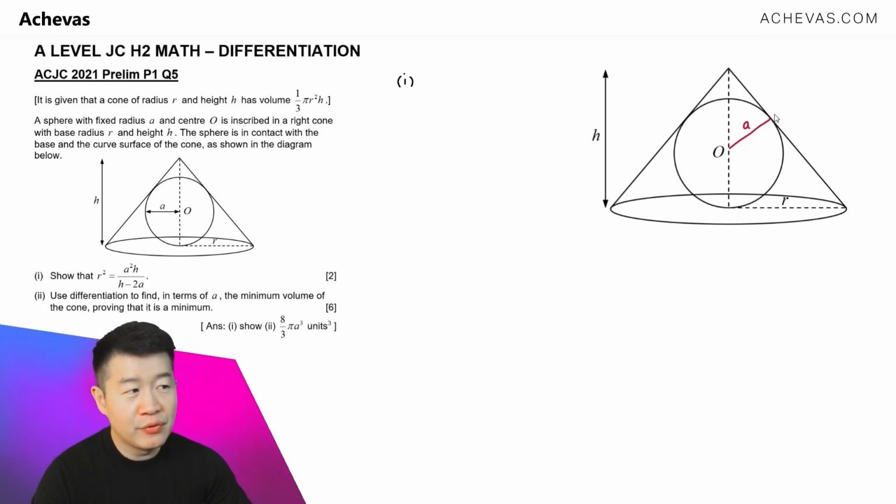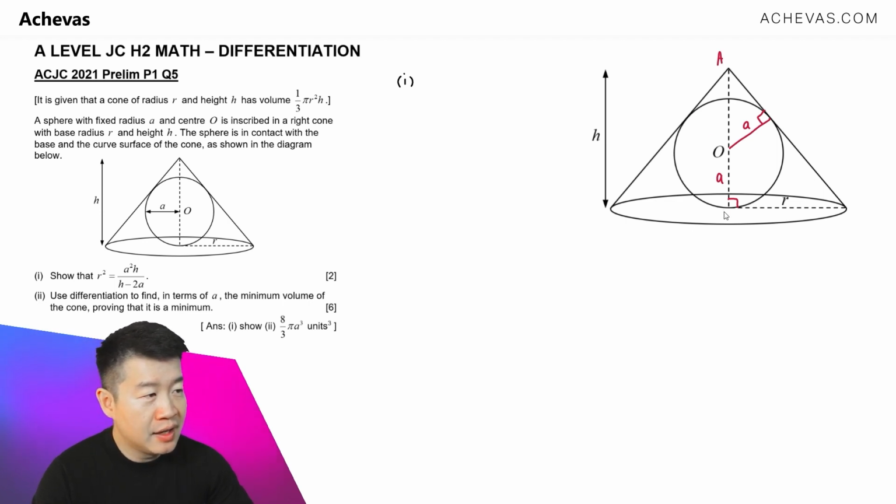And because it is a point of contact, the radius is going to be perpendicular to the tangent. This is 90 degrees. And this radius here, which is A, is also in contact. The sphere is in contact with the base of the cone. So this radius here is also going to form a 90 degrees to the base radius, which is indicated here. So in fact, we have two triangles here. And for these two triangles, they are actually similar. Let me prove to you why they are similar.